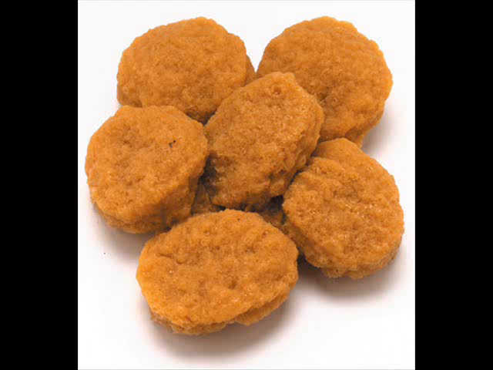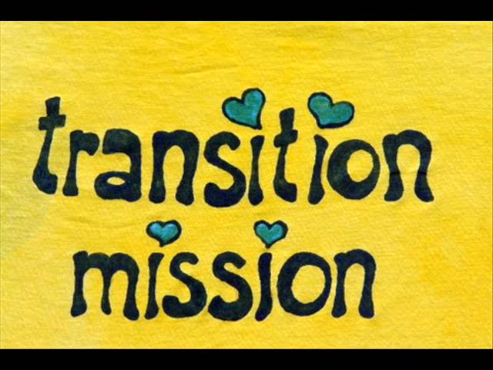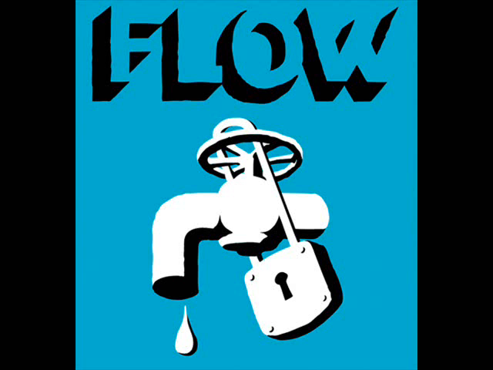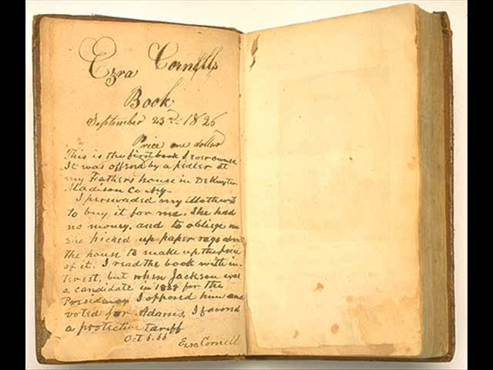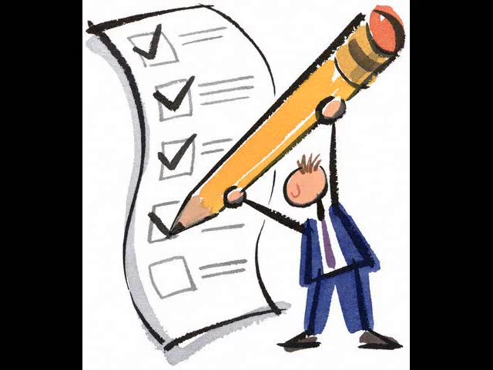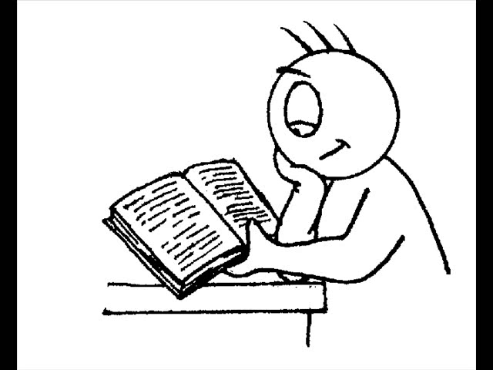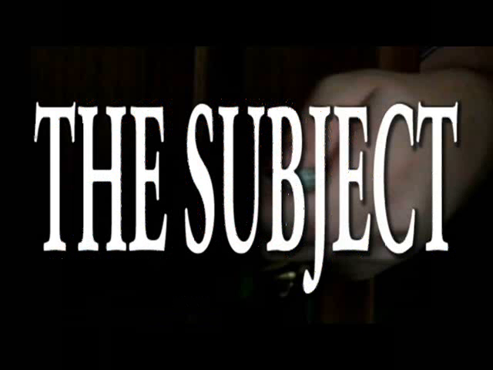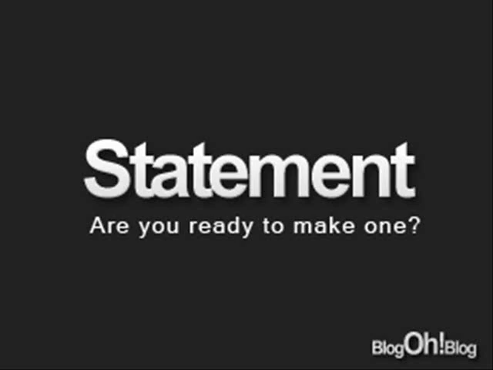You need to make sure that your transition between your paragraphs and sentences makes sense. One thought should seamlessly flow on from another in your English literature essay. Stage 3. The introduction. The introduction should perform the following tasks. Make a strong opening impact on the reader, inform the reader about the subject, give an idea of what the writer plans to say about the subject, and lead into the thesis statement.